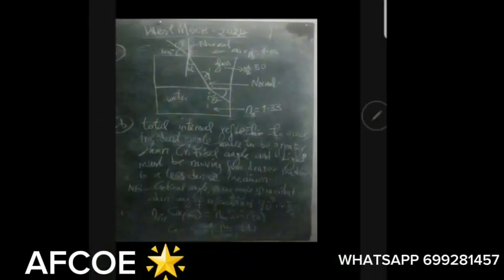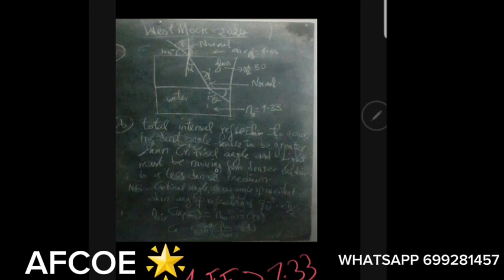For total internal reflection to occur, the incident angle has to be greater than the critical angle, and light must be moving from a denser medium to a less dense medium. Very important. So we have 1.55 for the glass, which is greater than 1.33. Hence there will be a certain instant that we will have total internal reflection. If not, we cannot have it unless these two conditions are satisfied.